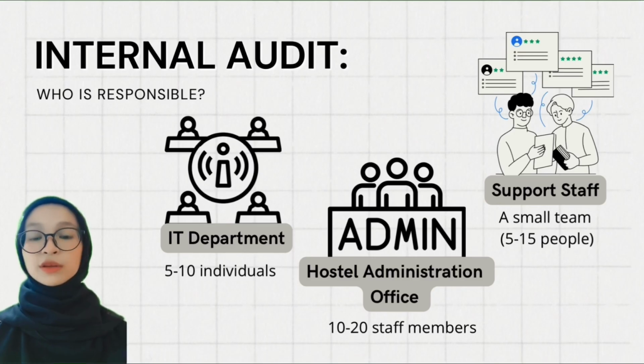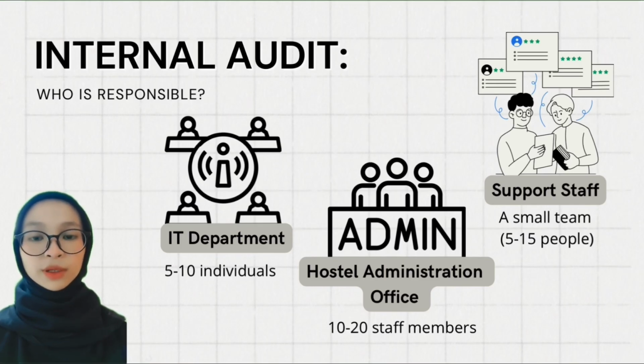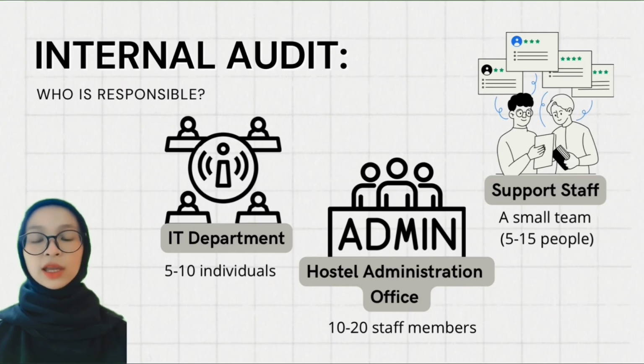Number of persons involved. For the IT team, 5 to 10 individuals handling technical aspects for both systems. Hostel administration staff, 10 to 20 staff members managing the overall process. And support staff, a small team of 5 to 15 people, especially during peak registration periods.